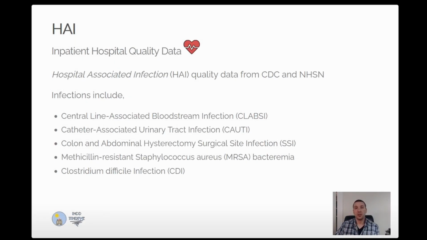I just mentioned a large part of the HACRP program is hospital-associated infections. This data is collected by the CDC. If hospitals don't provide data, they won't get reimbursed. So that's how they ensure that they do report it. As you can see, some examples: CLABSI, CAUTI, MRSA, etc. These are some of the infections that this covers.